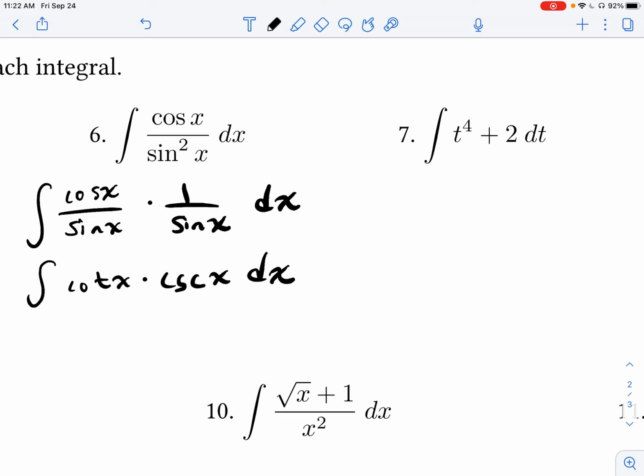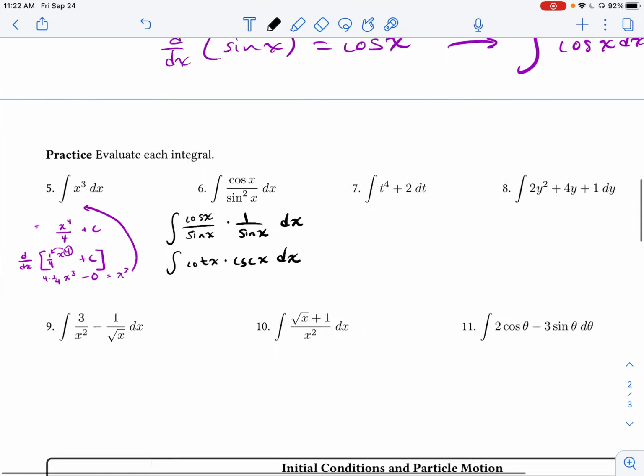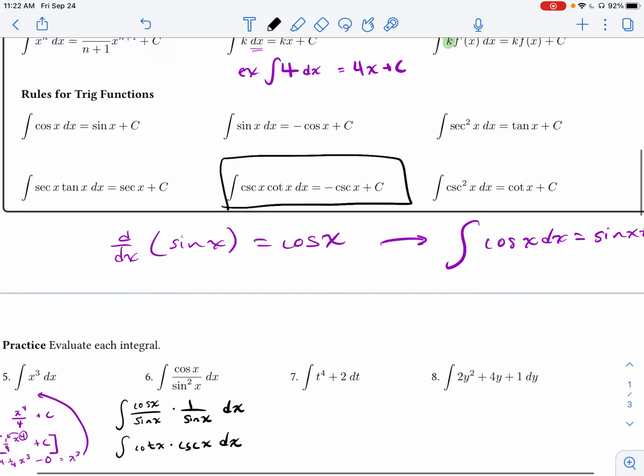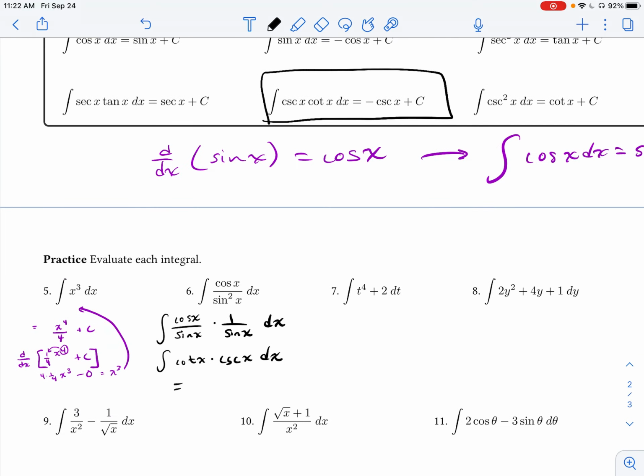Now, you might be thinking we need to apply some kind of product rule here, but we're not there yet. Go back to your list of trig function rules and ask yourself, does that look familiar at all? And the answer is yeah. It would be this particular one right over here. So this has to be equal to negative cosecant x plus c. Okay? Let's try something like number 9 here.